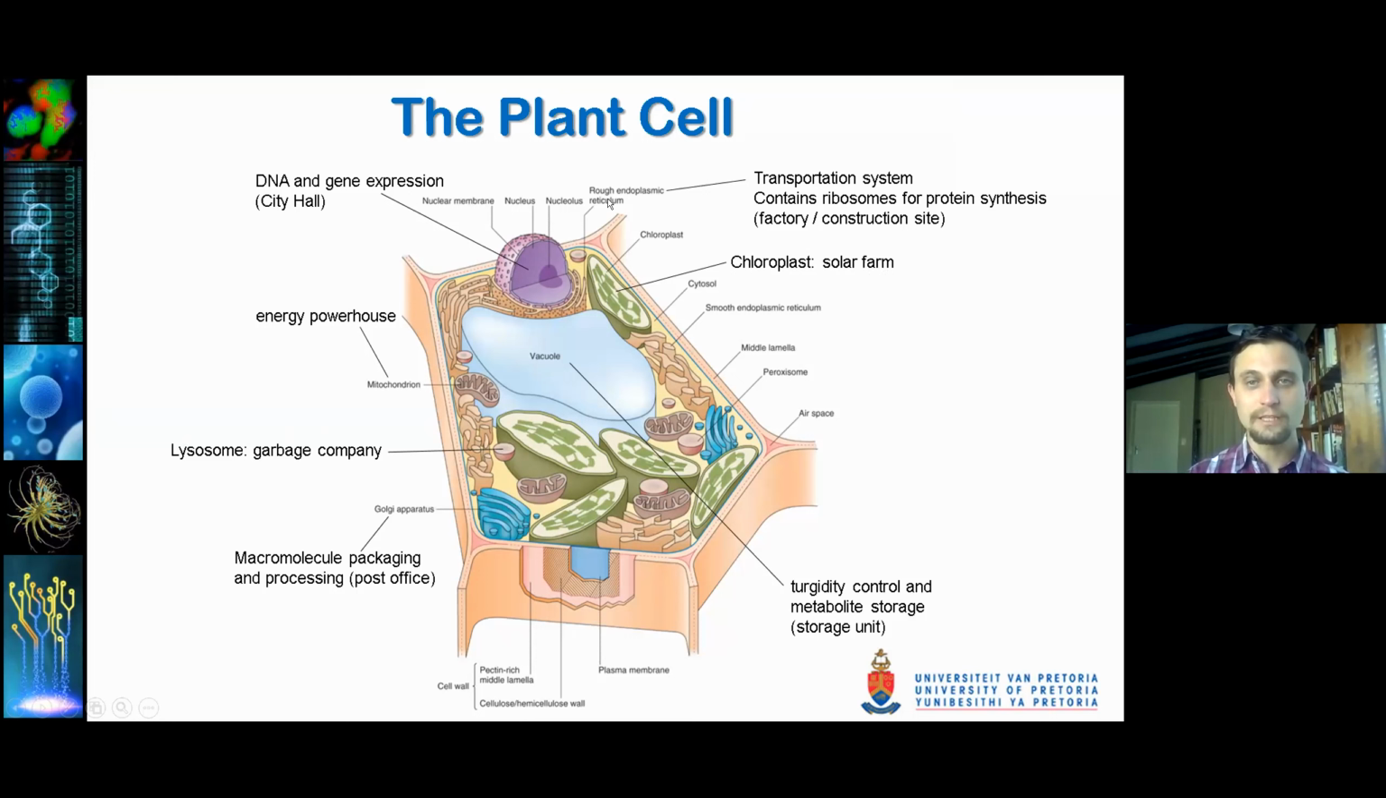You have the endoplasmic reticulum, which is a transportation system. It contains ribosomes for protein synthesis, which you can conceptualize as a factory or a construction site. Then you have this vacuole in the center, which is there for turgidity control and metabolite storage. So this is like a storage unit. You have the Golgi apparatus, which functions like a post office. It's responsible for packaging and processing of macromolecules. The lysosome you can compare with a garbage company. So each part, which we call an organelle, has a very specific function, and everything works together in synergy.